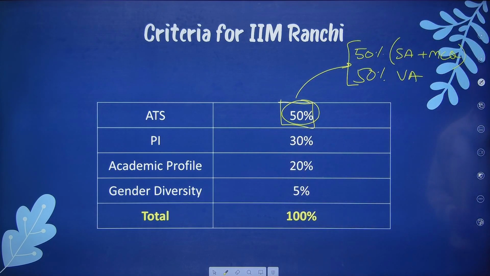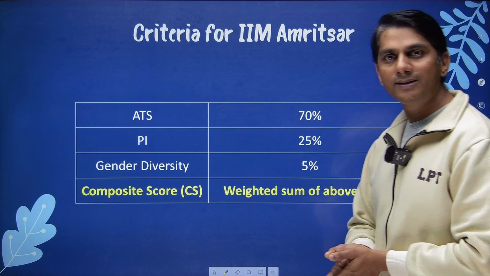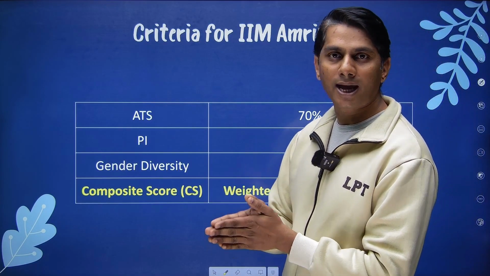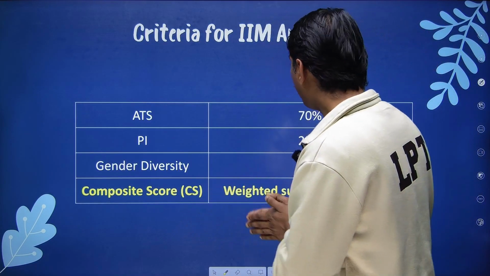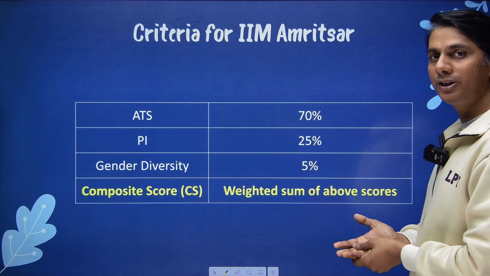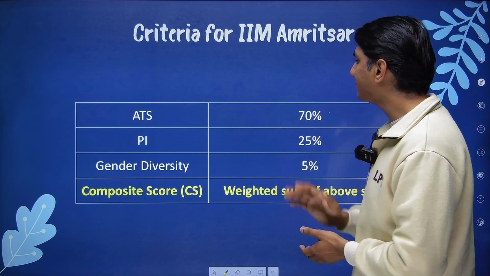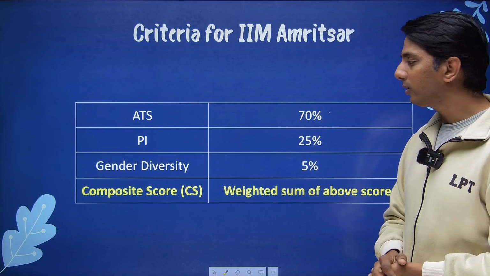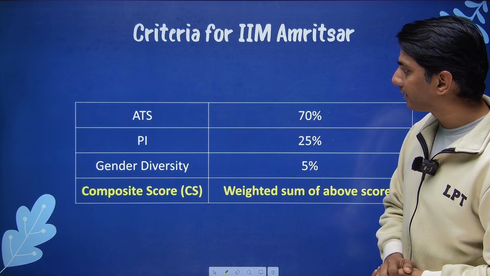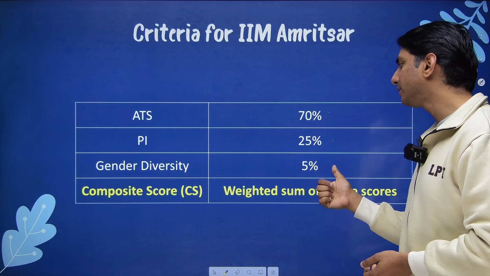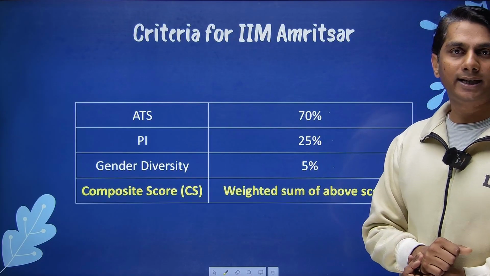For IIM Amritsar, we don't have a cutoff list yet because this would be the first year for IIM Amritsar. But the final selection criteria would be 70% weightage to the ATS score, 25% weightage to personal interviews, and 5% weightage to gender diversity.